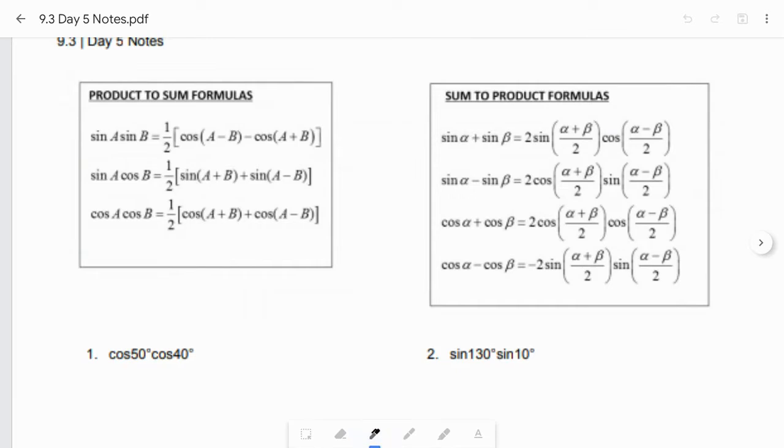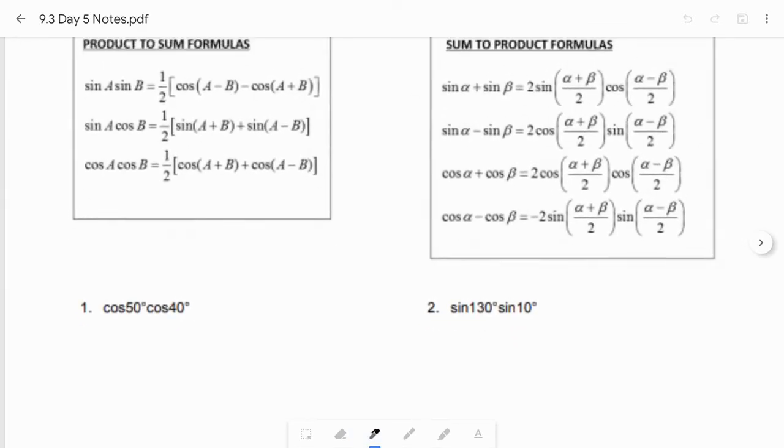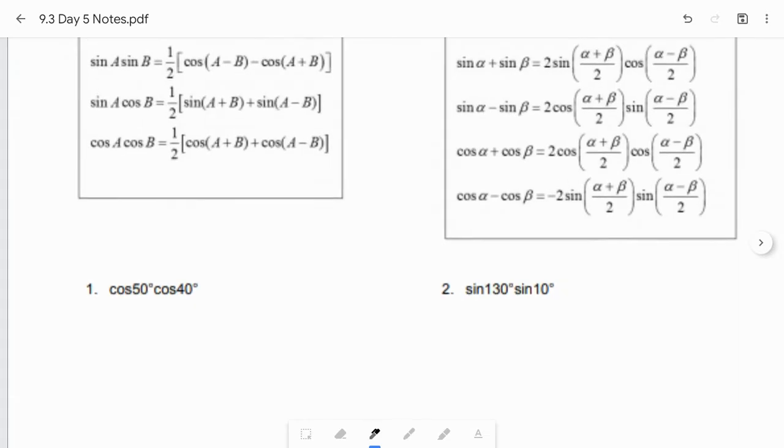So in number 1, we have cosine of 50 times cosine of 40 degrees. So this is a product, and we are going to use one of our product to sum formulas. So we want to find the formula that has cosine both first and second. So that would be that third formula right there. So we're just going to rewrite this as 1/2 cosine A plus B, which would be 50 plus 40, plus cosine A minus B, 50 minus 40.